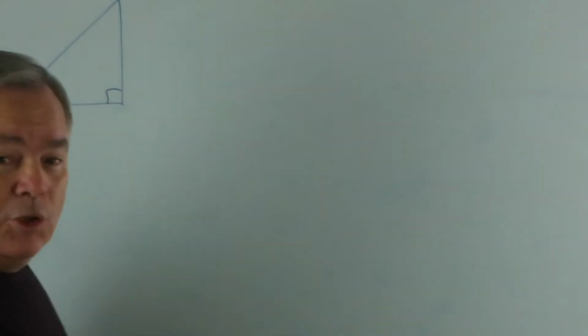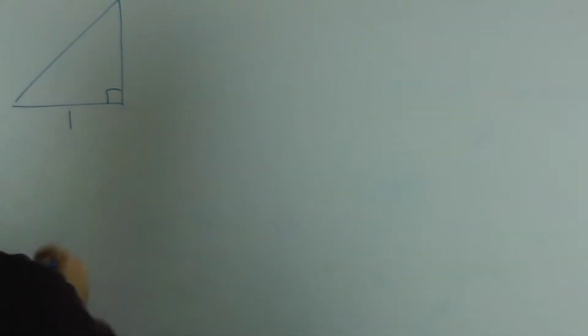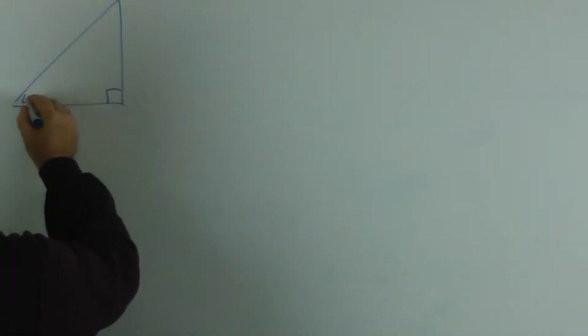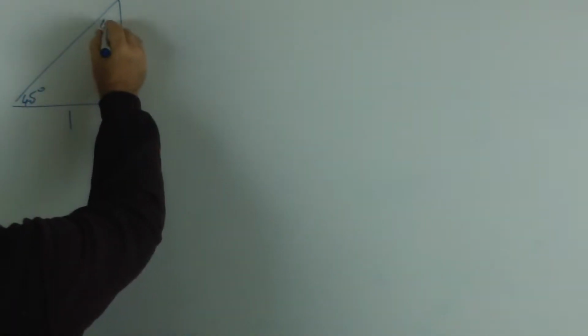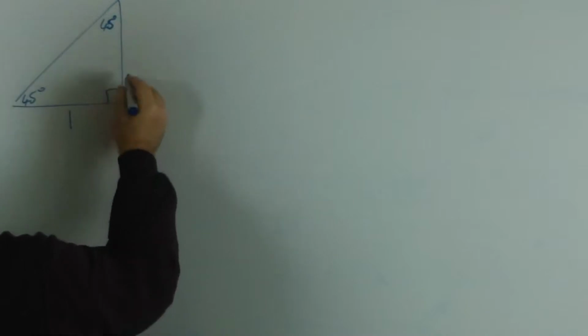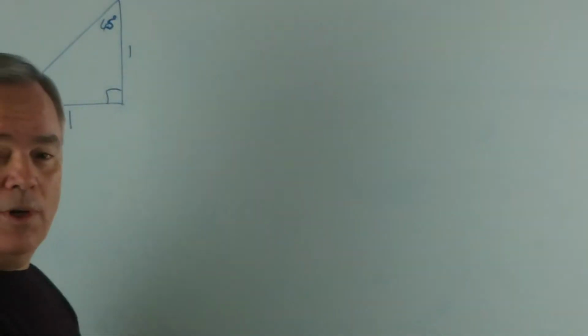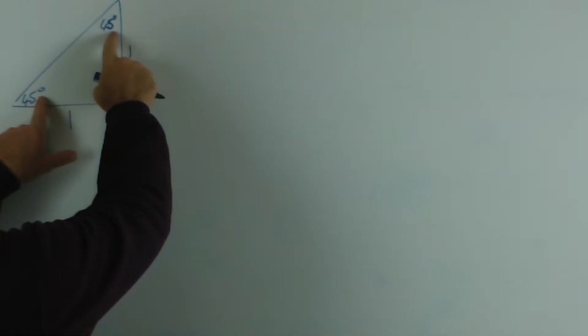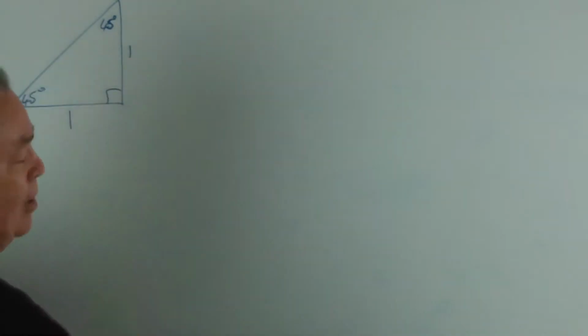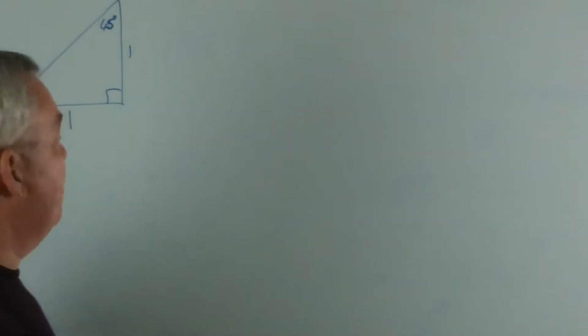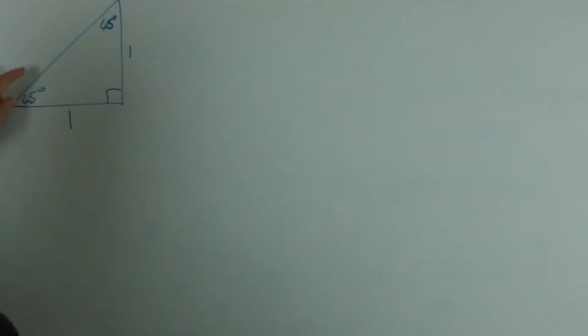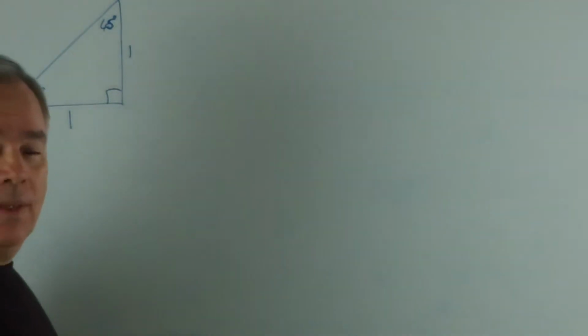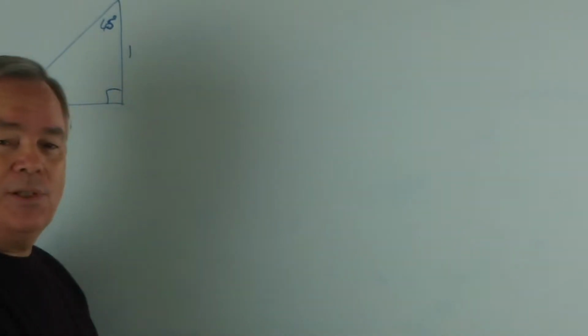We always label the shortest side as length 1, and since it's a 45-degree triangle, this length is 1 as well because the triangle is isosceles. That is, if these two angles are equal, then the opposite sides must be equal in length as well. How do we know the length of this? Well, we use Pythagoras Theorem.